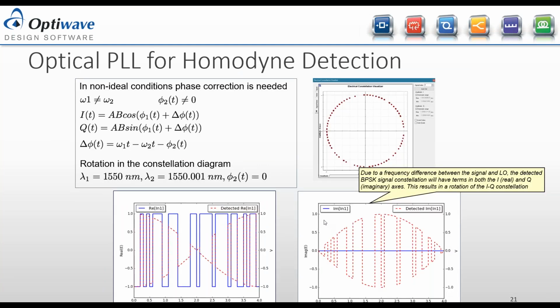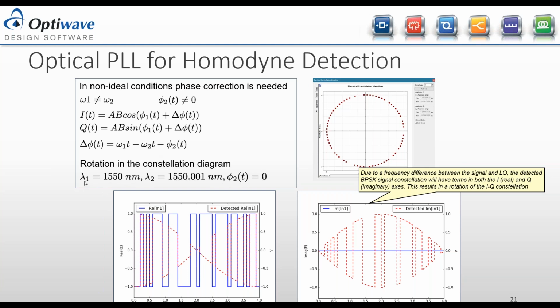Now what happens when we have a difference in frequencies? Then your signals start to rotate in the constellation. So your I and Q signals start to rotate. And we can easily see that by looking at the sine and the cosine terms here, which are non-zero and change over time here.